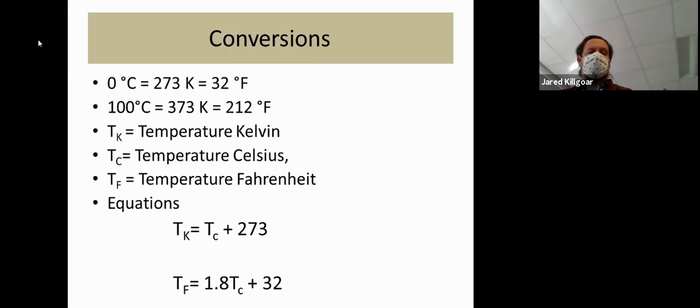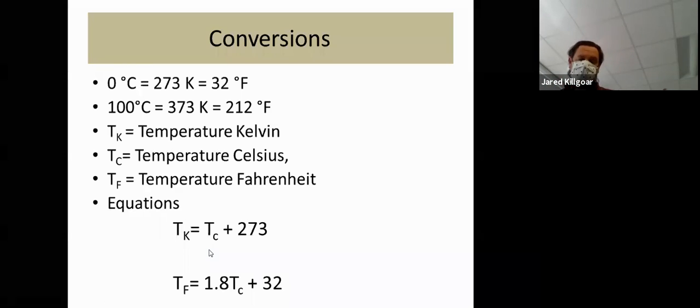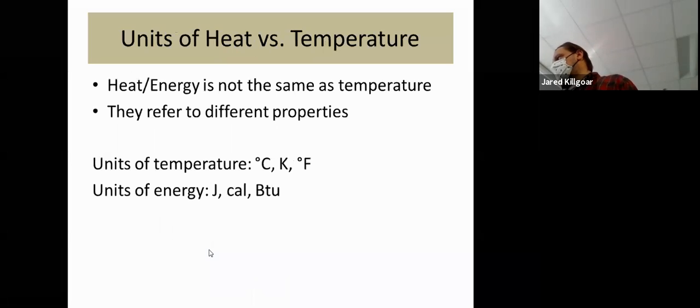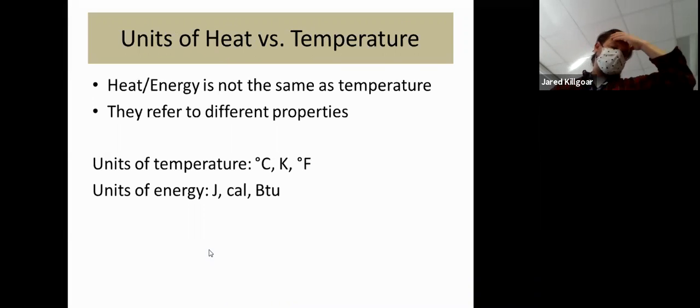When TK is Kelvin temperature, TC is Celsius temperature, and TF is Fahrenheit temperature, these are your relationships down here. So these are the equations that relate them. And we're going to go over how to do some of those calculations and go over a couple examples. But first, let's talk about how heat and temperature are different things that are related, but they're different properties.